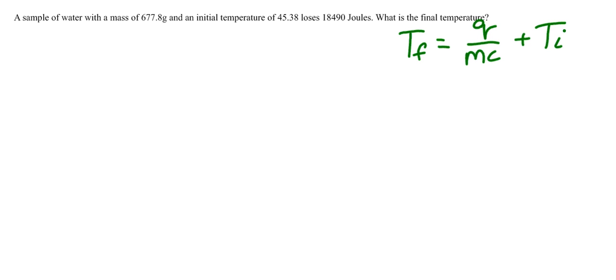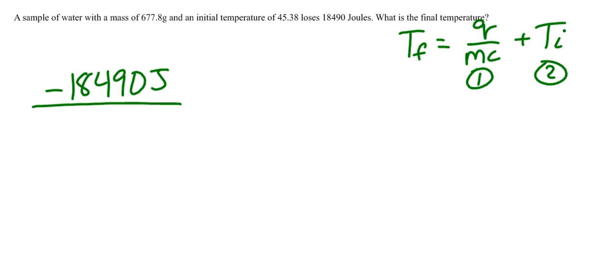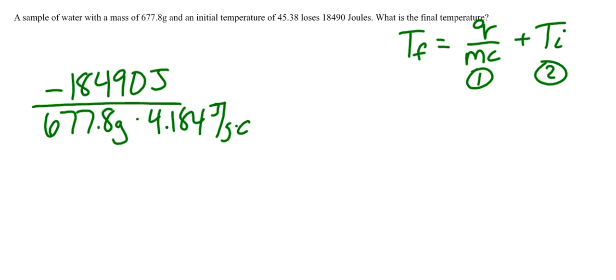All right, so I'll clear the board except for the equation at hand. So what I'm going to do is it's in two steps. One, I'm going to solve this, and then I'm going to add the TI, which is given. Okay, so Q, which is a loss of 18,490, so it should be negative 18,490 joules, right? Divided by the mass, which is 677.8 grams, times the specific heat capacity, 4.184 joules per gram degree Celsius. Okay? So when I solve that out, negative 18,490 is still the same on top.